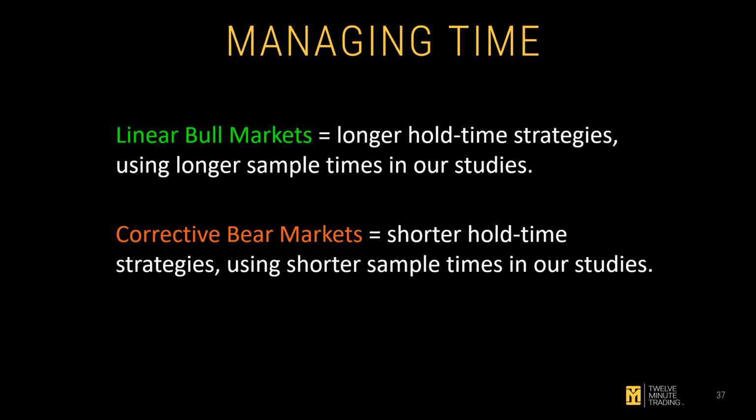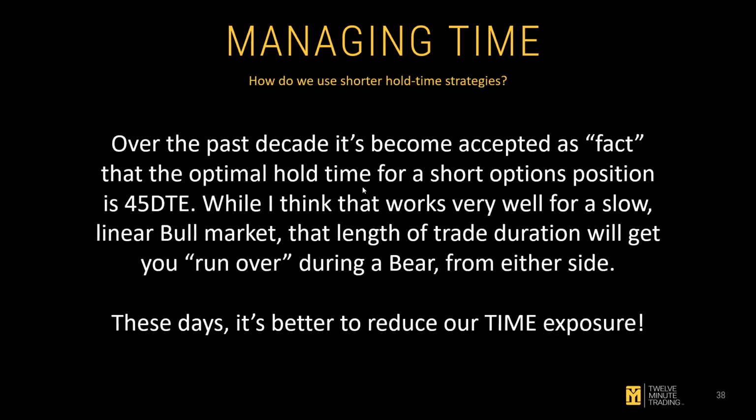No, it's not. So over the past decade, it's become accepted as fact that the optimal hold time for a short option position is 45 days to expiration. I think that works very well for a slow linear bull market. That length of time duration will get you run over. If you've got a bullseye in your forehead and a 45 DTE these days, you're going to get hit. So these days, it's better to reduce our time exposure during corrective markets.